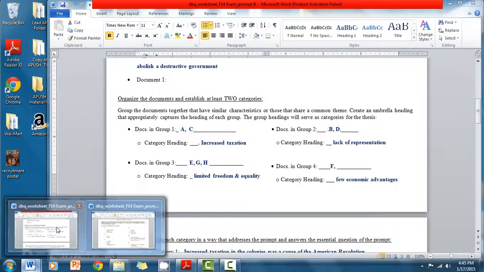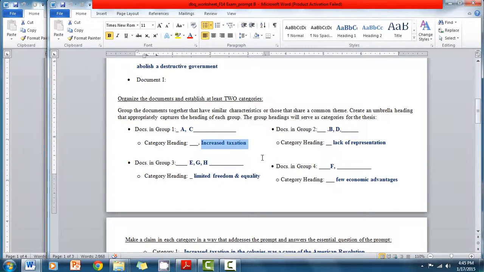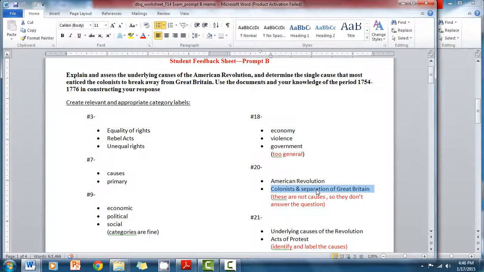And so going back to our sample DBQ worksheet, these are examples of category labels. And notice how broad these labels are. They're not specific. They don't reference particular events of history, but they in some way reference various different themes of documents when you put them together, of course, and organize them together.